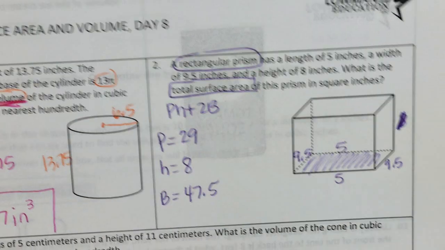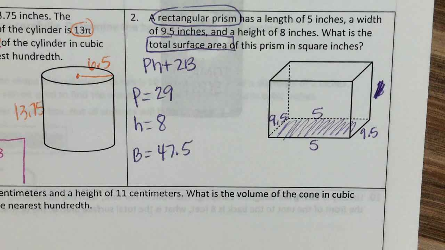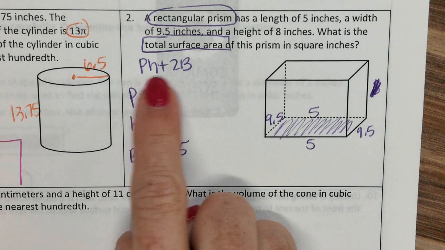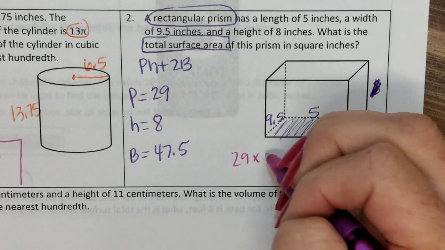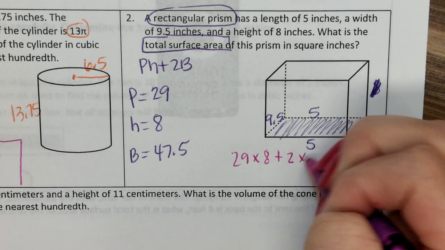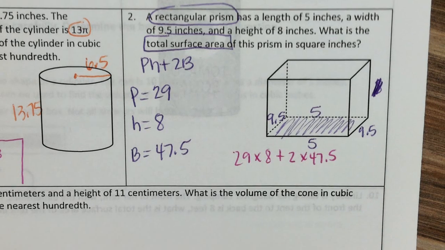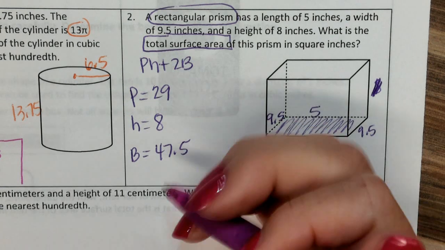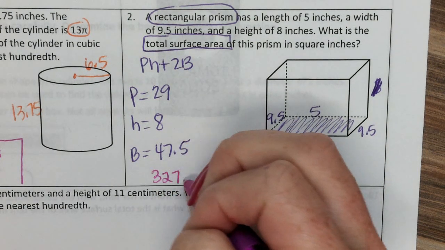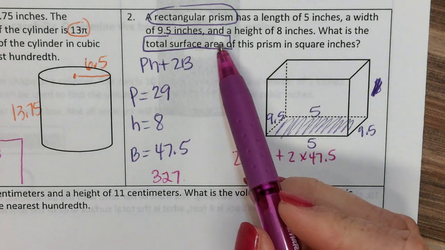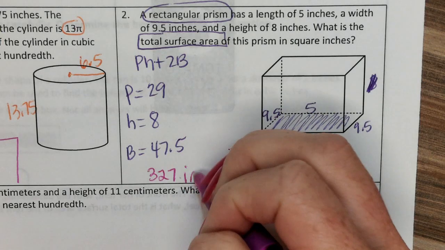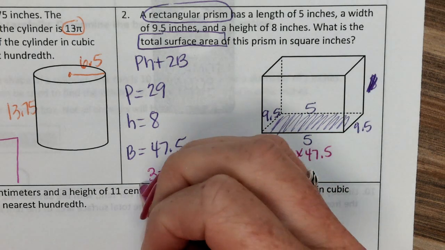47.5. Now that I have my 3 pieces, I plug them into this formula. P times H plus 2 times B. And that'll give me my answer, which is 327. Now, question, how do I label area? Inches squared. Very good.